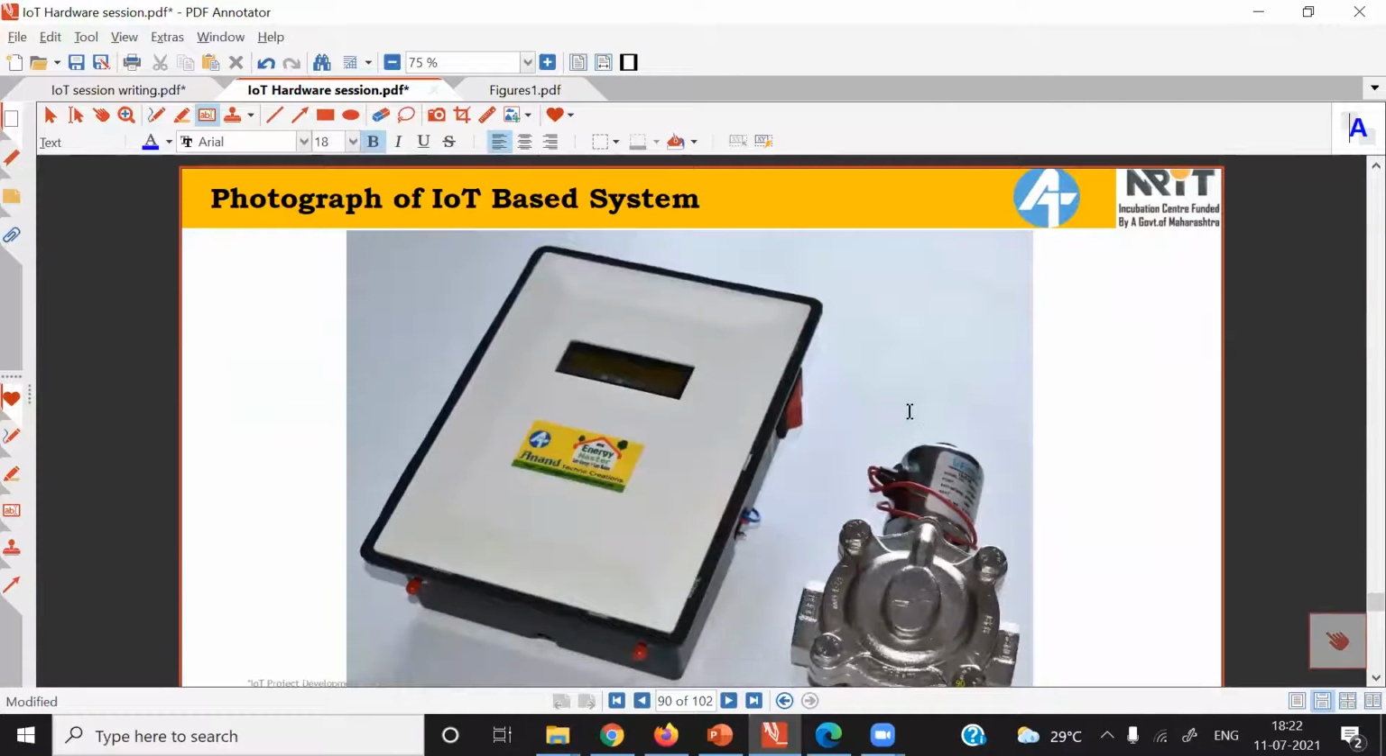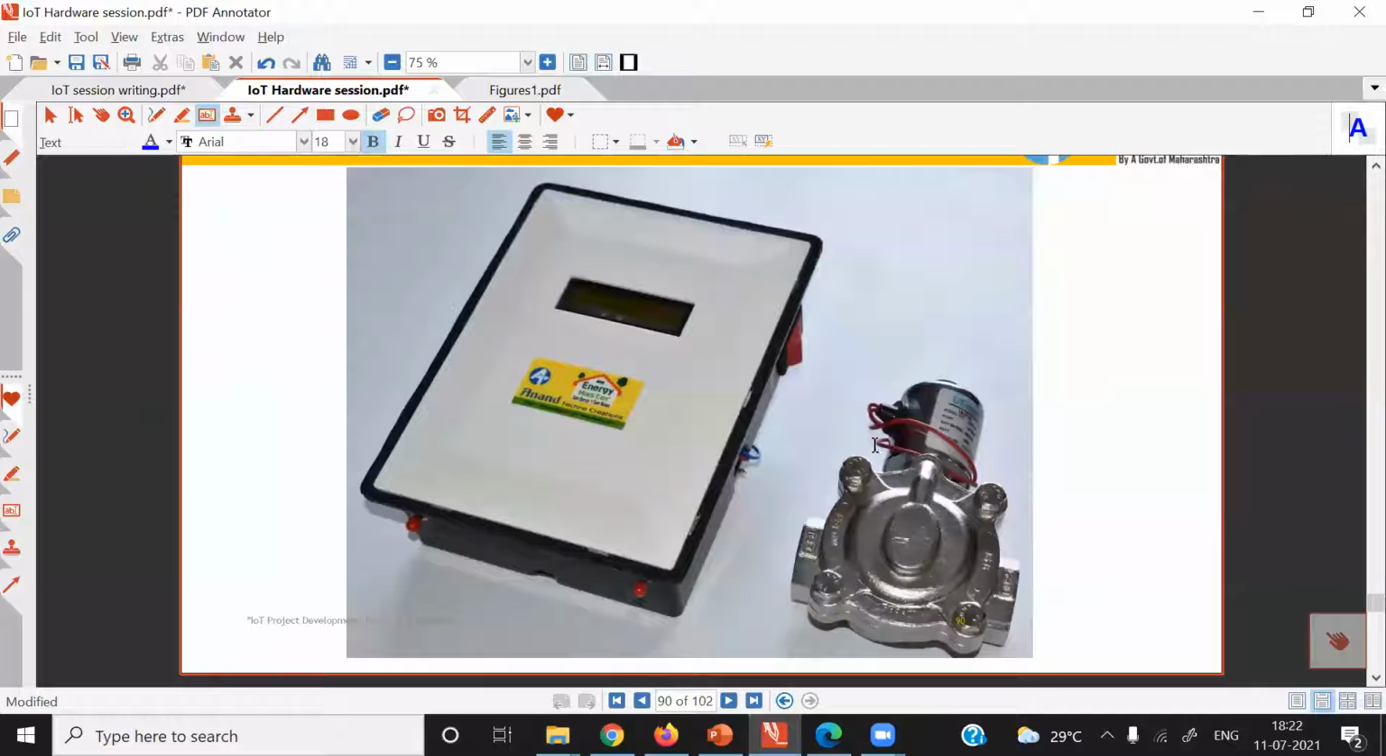So this is the photograph of the IoT-based system. We have used an industry grade solenoidal valve. Industry grade solenoidal valves are a little bit expensive, but they last long. Their operating life is more than 5 years.